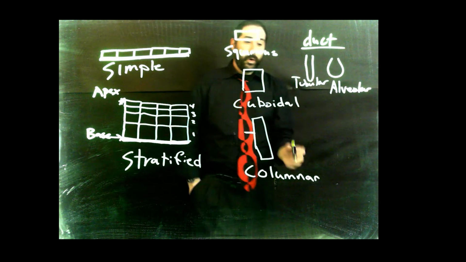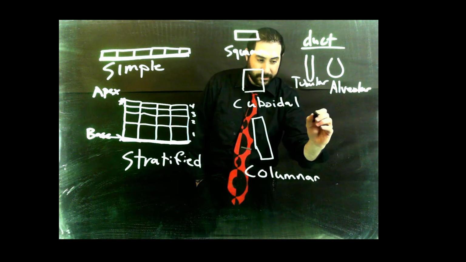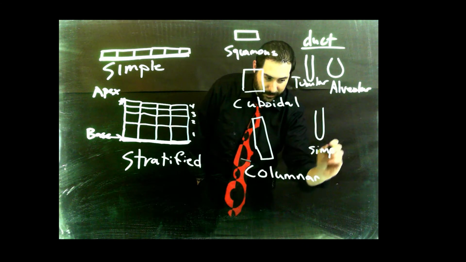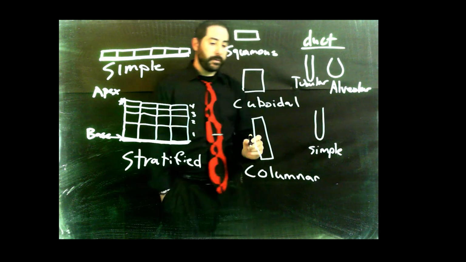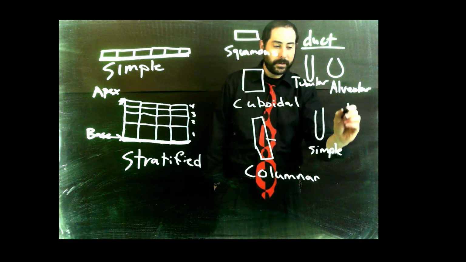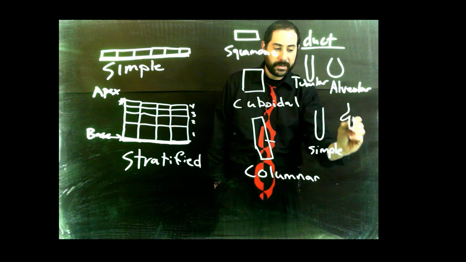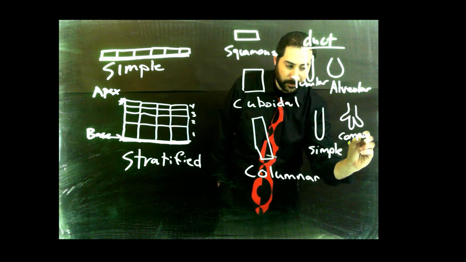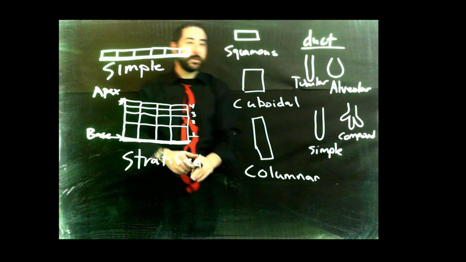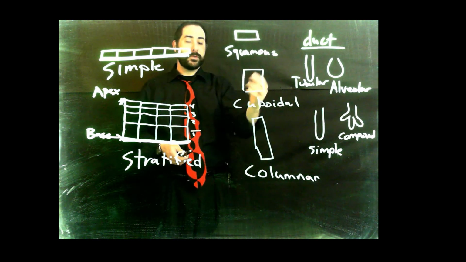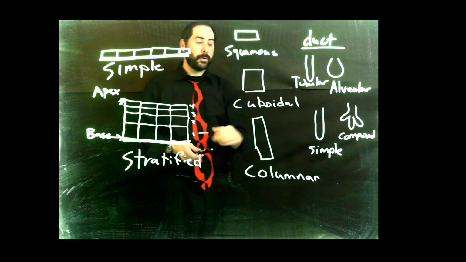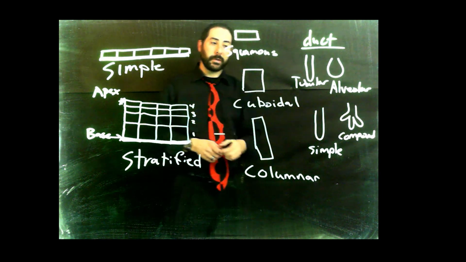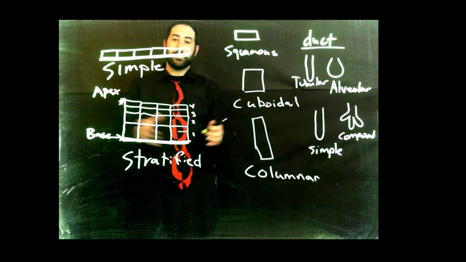Now if there's just one of these, again, we're going to call this simple. However, if we end up with it projecting out into several, we'll call this compound. So we end up with simple tubular or simple alveolar, or maybe compound tubular or compound alveolar. And that's how we're going to look and classify our epithelial tissues.